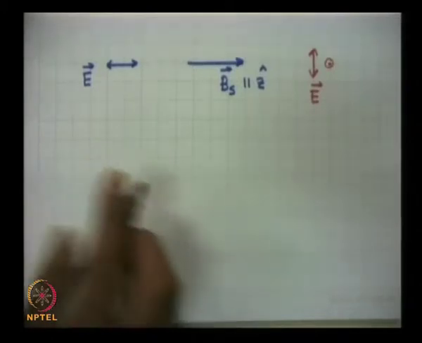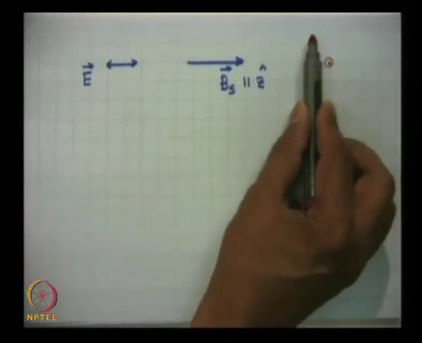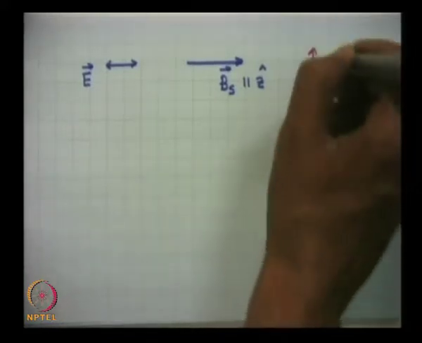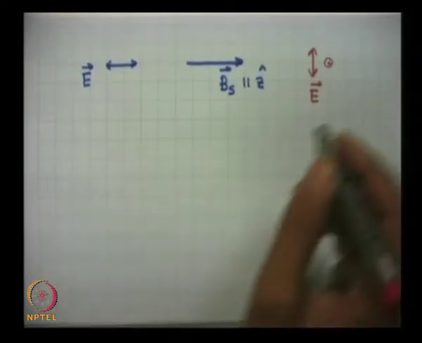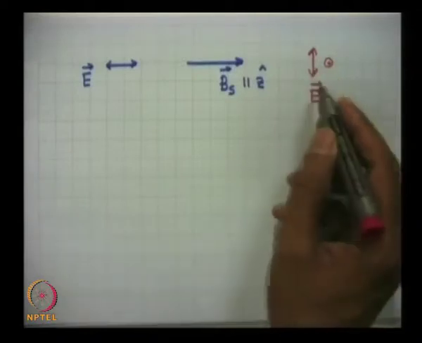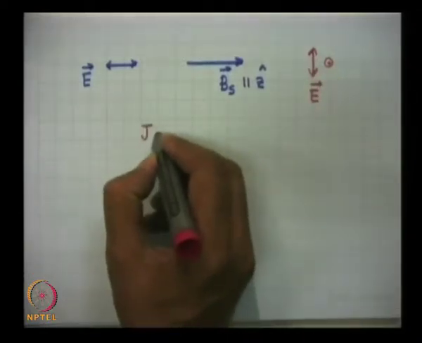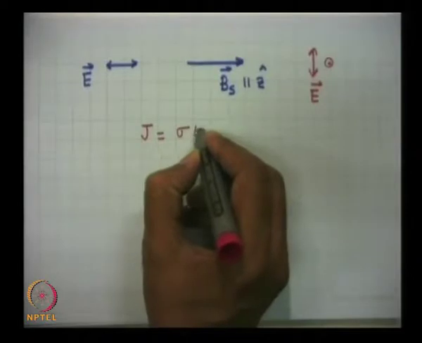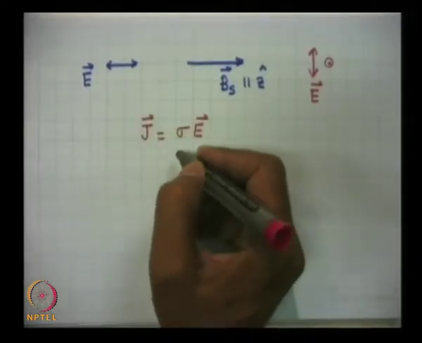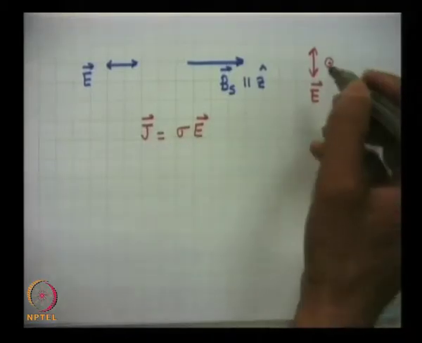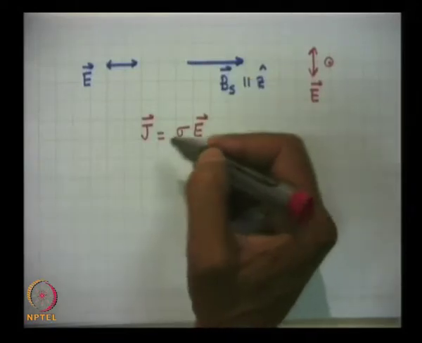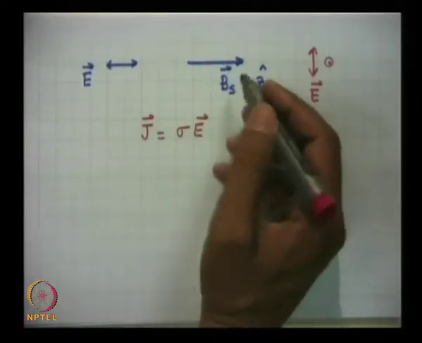What is the situation? The electric field is applied in one direction, and electrons acquire a drift in that direction as well as in a direction perpendicular to the electric field. Consequently, the current that you see here is no longer parallel to the electric field. Normally we write J equal to sigma E, which implies that J and E are in the same direction. But as I mentioned, if the electric field has a component perpendicular to the magnetic field, then J and E will be in different directions, and hence this relation is not valid.